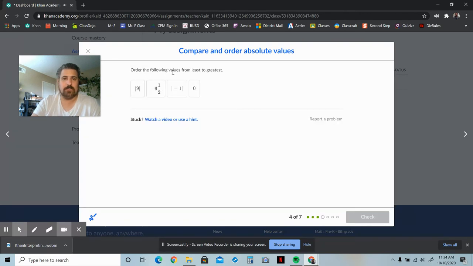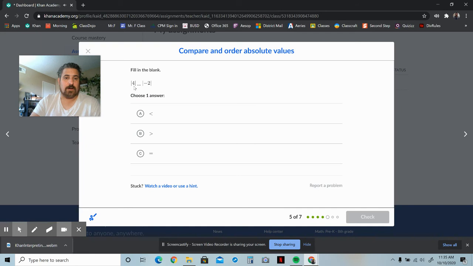This one, order the following values from least to greatest. Well, any negative value is going to be smaller than absolute value because absolute values are always positive. So here you've got a negative value. Negative 6.5, fine, it's negative. Then you've got 0, which is obviously going to be less than any absolute value that's inside other than absolute value of 0, because any absolute value is going to be positive. So really you're just comparing these two. And which one has a greater absolute value, 9 or negative 1? Well, 9 is further from 0. So that's going to be the greater absolute value. So this is like negative 6.5, 0, 1, and 9. Because remember, absolute value is always positive.